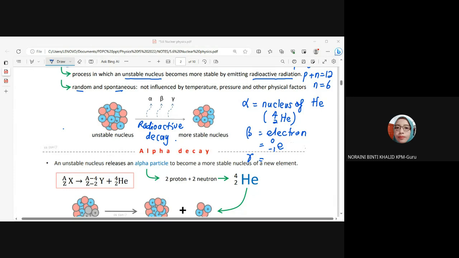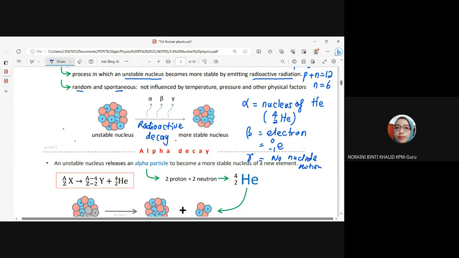No, because it is not a particle. Dia bukan particle. Dia tak ada proton, tak ada neutron dan sebagainya. Tak ada mass. So hanya alpha dengan beta saja ada. Okay, so you must know this one. Nuclide notation you must understand. So gamma tak ada. No nuclide notation. No mass.